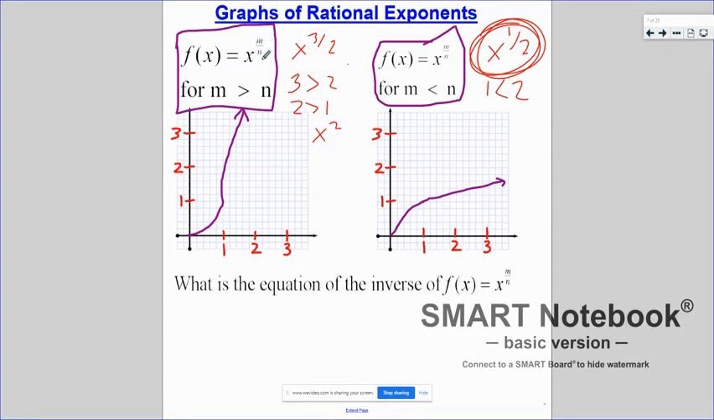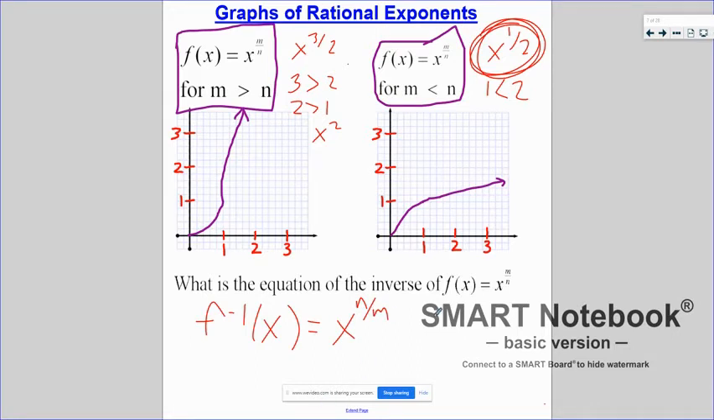Whenever the numerator is bigger than the denominator. What is the equation for the inverse of f of x equals x to the m over n? So this goes to the last question of the activity. The inverse, remember that's our notation for inverse, f to the negative 1 of x. The inverse of f of x would have to equal x to the n over m.